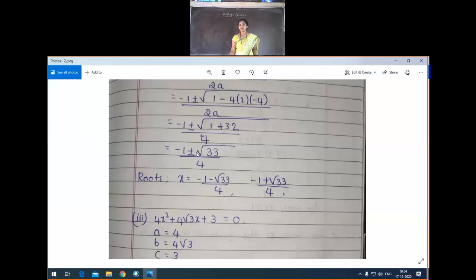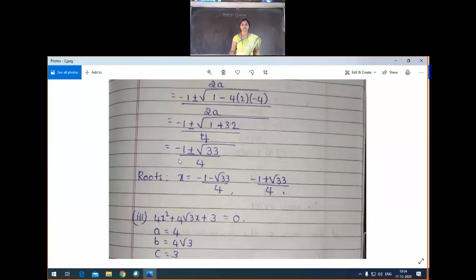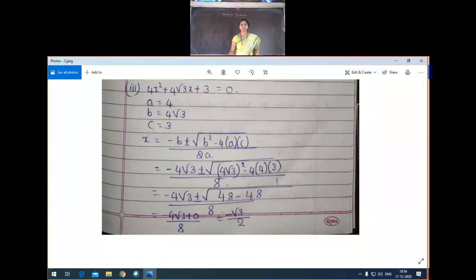Got the idea? Here the plus or minus sign is there, so once we have to take the plus sign and another time we have to take the negative sign. Got the idea of the second question, students? Yes. Now let us move on to the third problem.